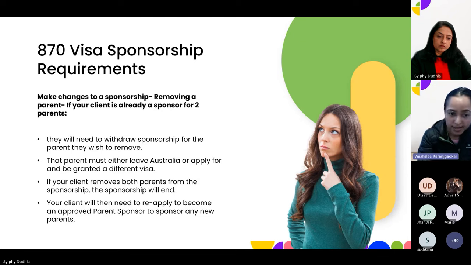If you decide to remove both your parents, the sponsorship will end at the moment you remove them. Once it ends, if you decide to sponsor the parents again, you will have to start afresh with a new sponsorship application. So once it ends, it cannot be retrieved. It has to be lodged again.